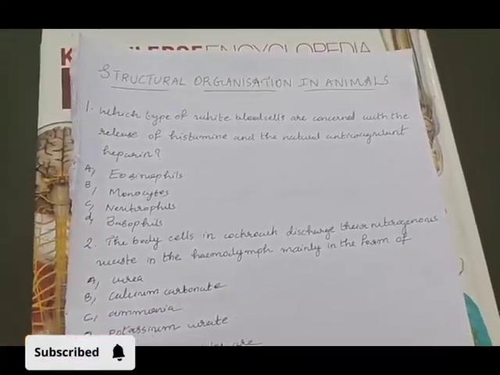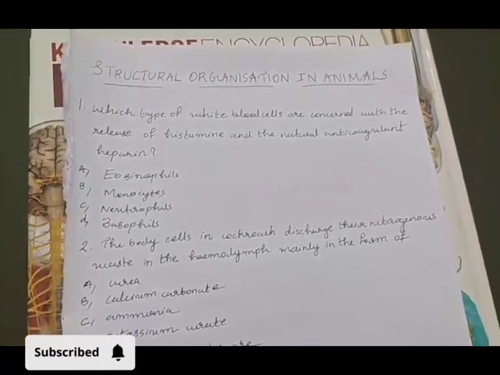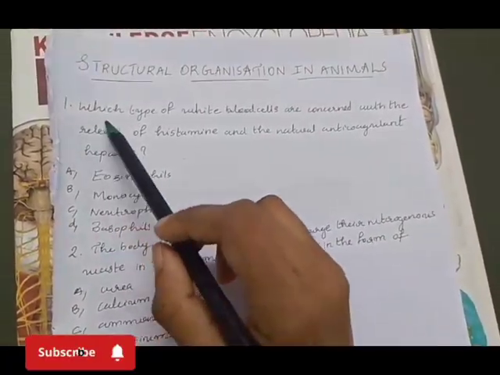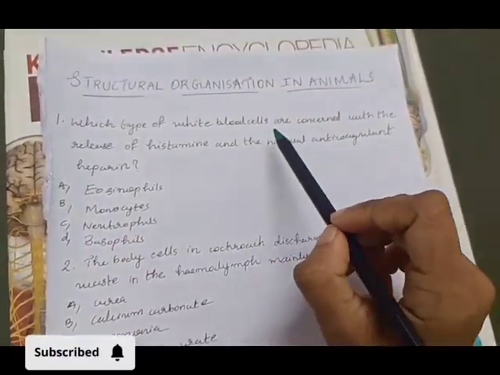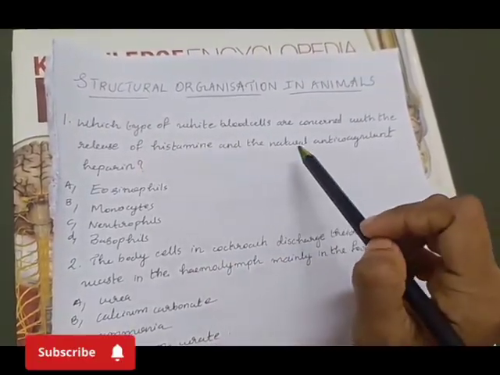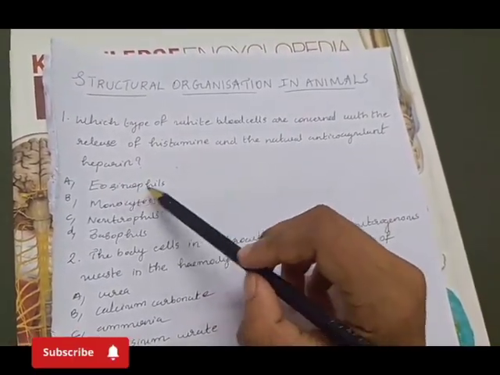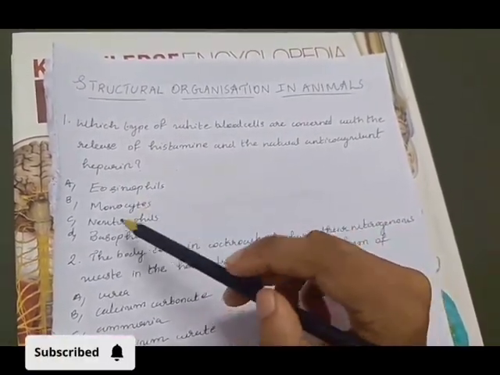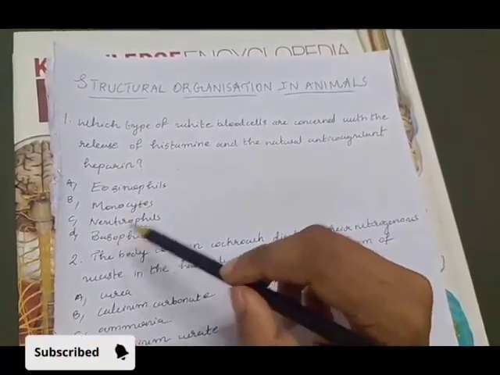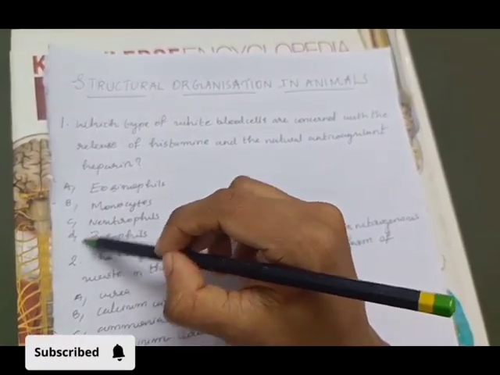These are the important MCQs from the chapter Structural Organization in Animals. 1. Which type of white blood cells are concerned with the release of histamine and the natural anticoagulant heparin? Option A is eosinophils, B monocytes, C neutrophils, D basophils. Answer is option D, basophil.